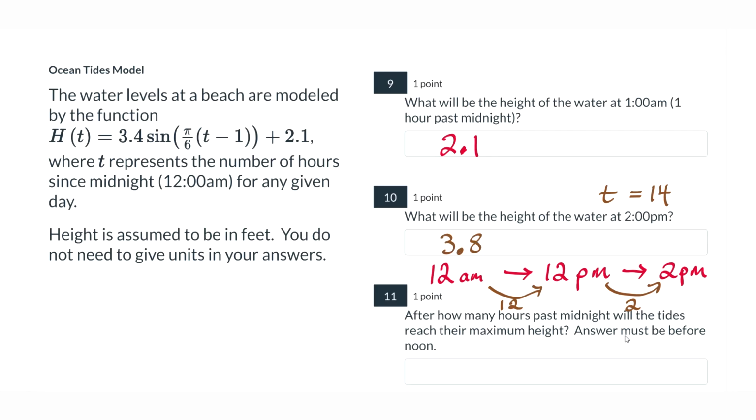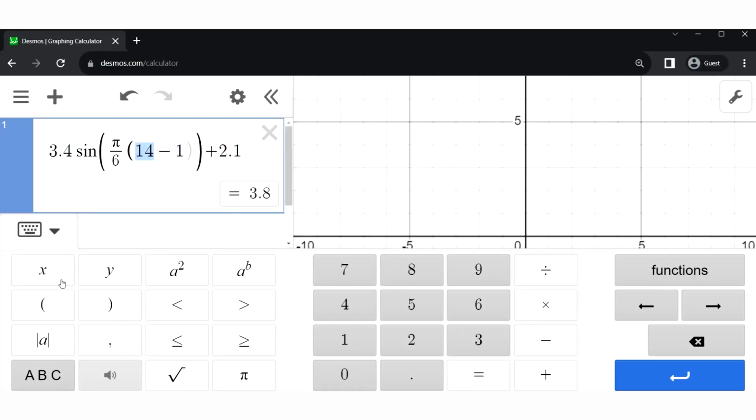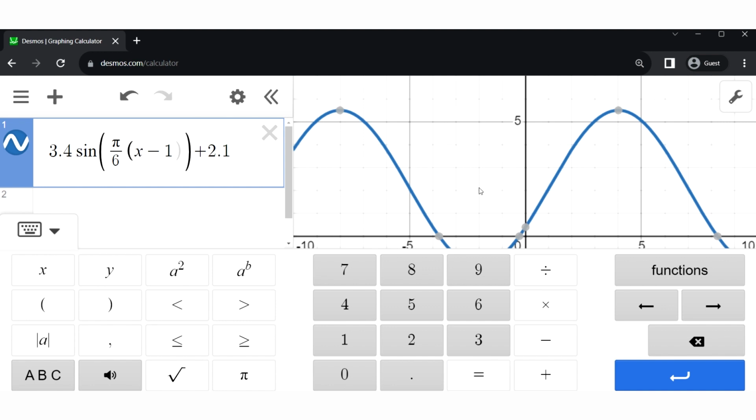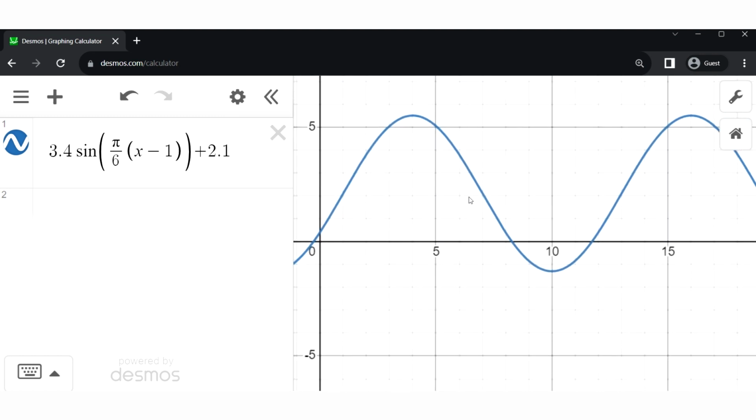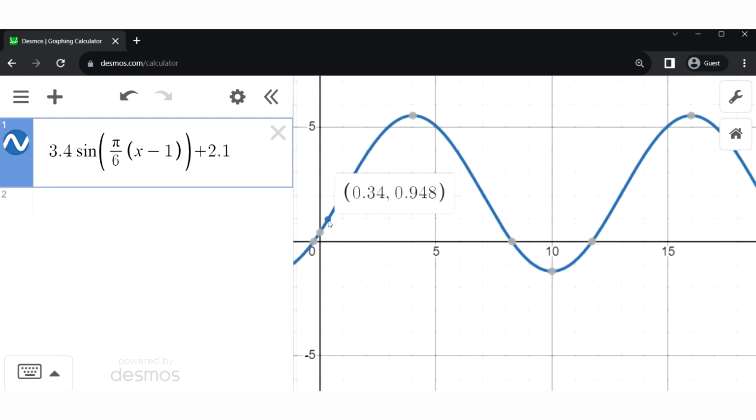Now, number 11 says, after how many hours past midnight will the tides reach their maximum height? Answer must be before noon. So to answer this question, you just have to think of this as a graph, right? Like this graph of sine should have midpoint or midline points, maximum points, minimum points. The easiest approach would be if I go back to Desmos and replace 14 with my independent variable, right? Anything with an independent variable, Desmos will try to graph. And what you actually have here is a representation of what the model's showing us.